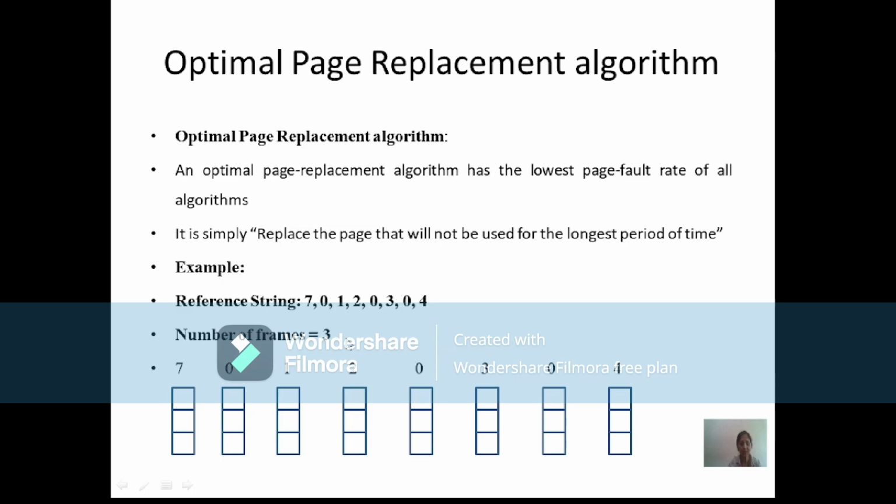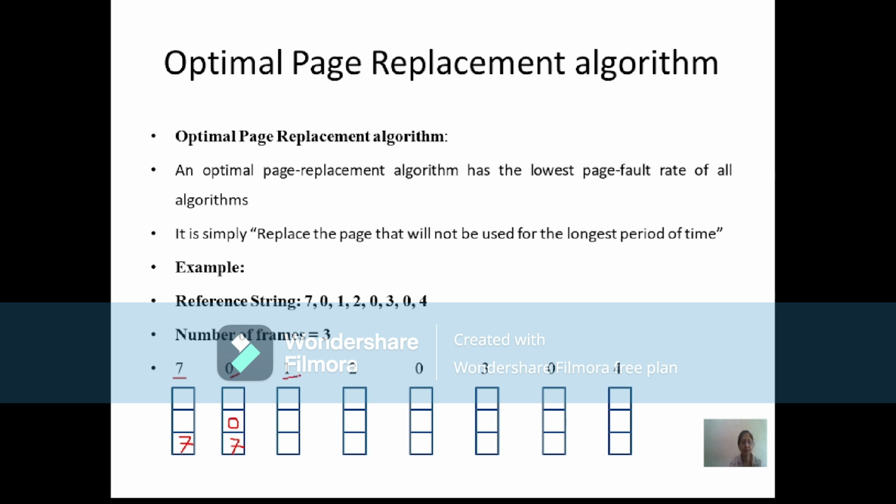So let's start. For the first time, there is a demand for page number 7, and if you see, the frames are empty, so there is a page fault and we will load page number 7. Next, there is a demand for page number 0. In our frame, we have page number 7 and now we have to load page number 0. The moment I say load, that means there is a page fault. So there is a page fault and we are loading page number 0 into the frame.